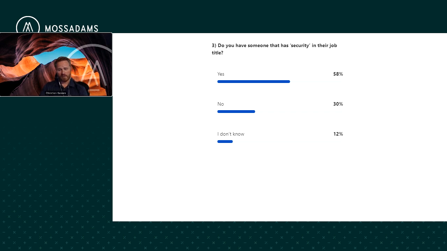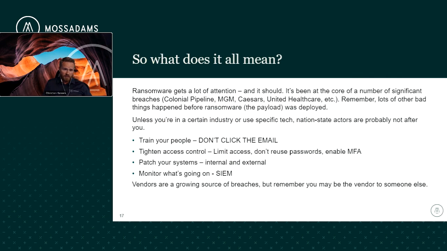So hopefully now that you're sufficiently scared that you'll get hacked and terrible things will happen, what do you do about it? We've talked about ransomware a lot, and that gets a lot of attention. If we look at what executives are worried about in cybersecurity, ransomware. Okay, that's valid. But how about how you got hacked in the first place? A lot of other bad things happened before ransomware was there. So a few things. One, train your people. Don't click the email.